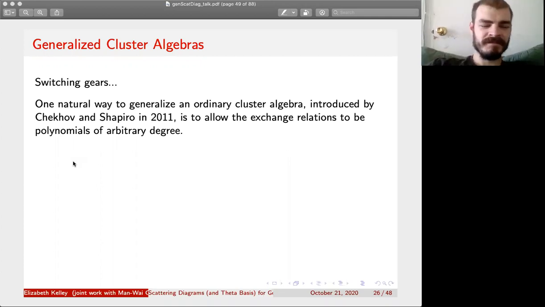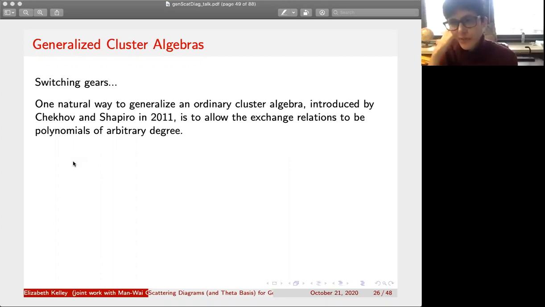Sounds good. So there are a lot of generalizations of cluster algebras. And the one I want to talk about is one that I think is a very natural generalization. In this generalization, introduced by Chekhov and Shapiro, instead of requiring this binomial structure in our exchange relations, we let those exchange relations have arbitrary numbers of terms. So instead of that binomial that I highlighted way back when for Alex, I could have had a polynomial of an arbitrary degree.